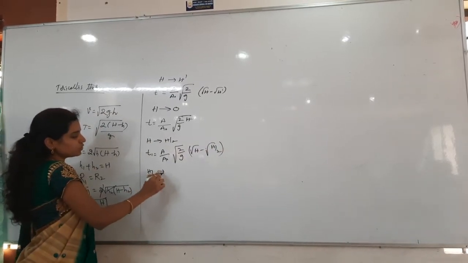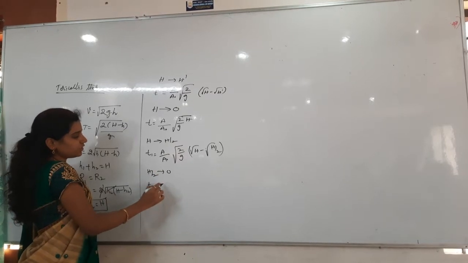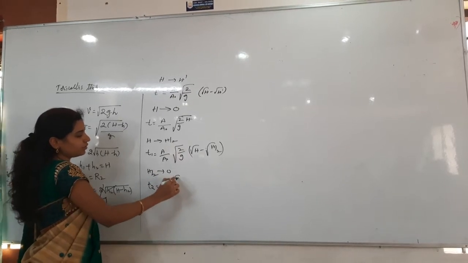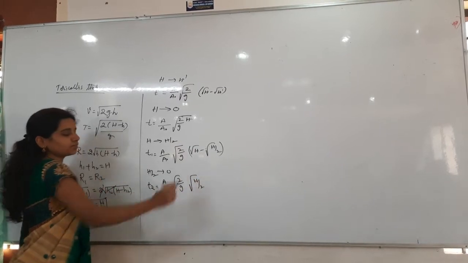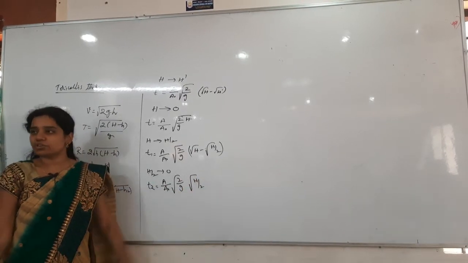Then H by 2 to 0. T2 is equal to what we got? A by A naught into root 2 by g into, how much will you get here? Just root H by 2, that's it, minus 0 you will get there.